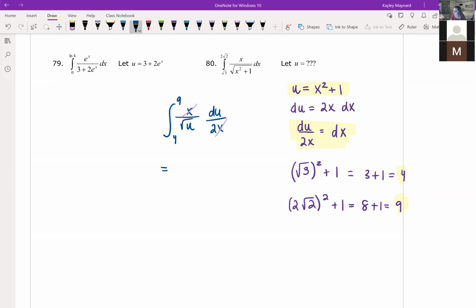And then I'm going to pull this 2 out right here, just in the form of a 1/2 in front. So this is equal to the integral from 4 to 9 of 1 over the square root of u du. Actually, I'm going to go back and rewrite this even differently. I'm going to change it from 1 over the square root of u to u to the negative 1/2.